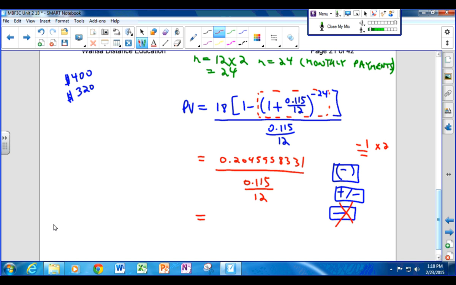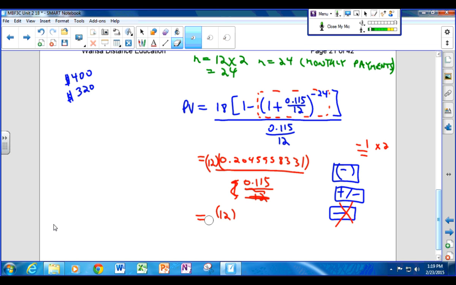Now, if you wanted to simplify things, because of the way this works, you could actually say 12, and then we could eliminate that fraction. So 12 times this stuff.